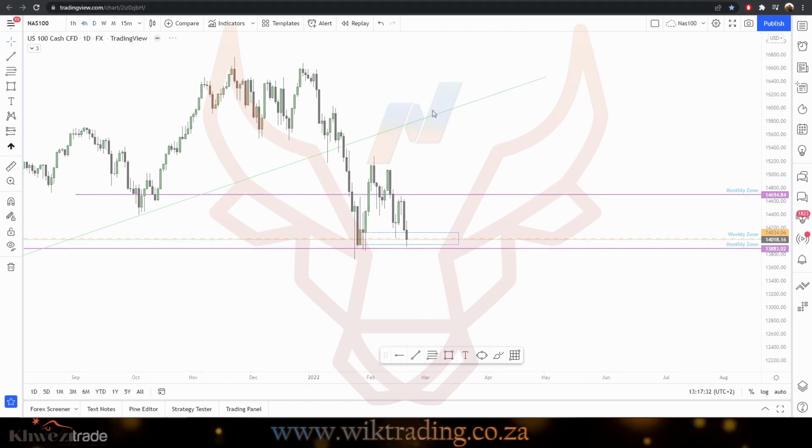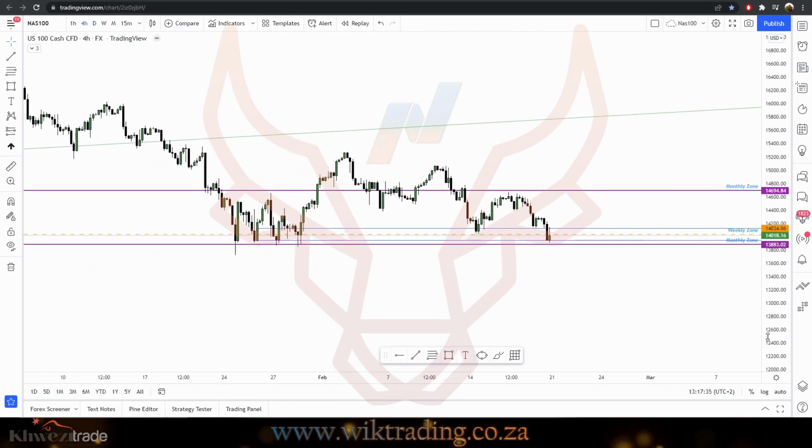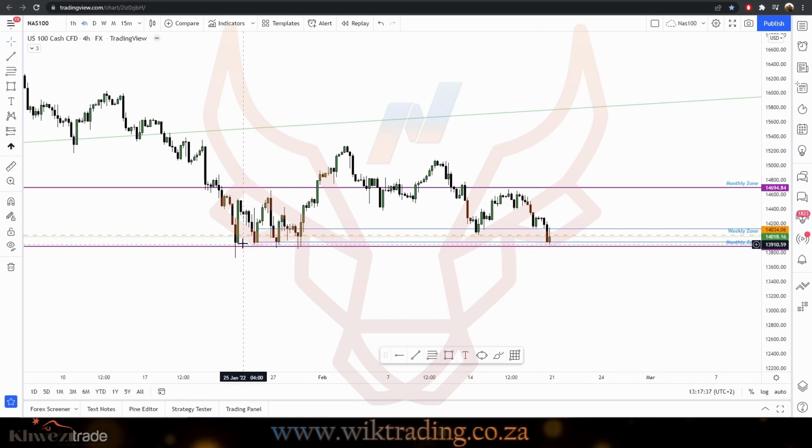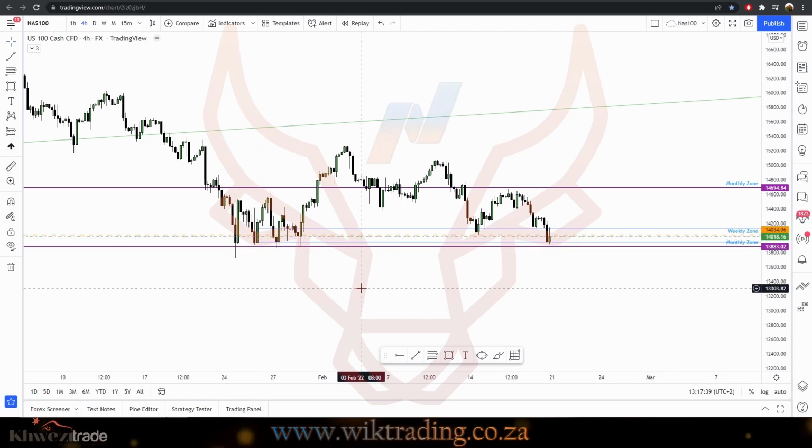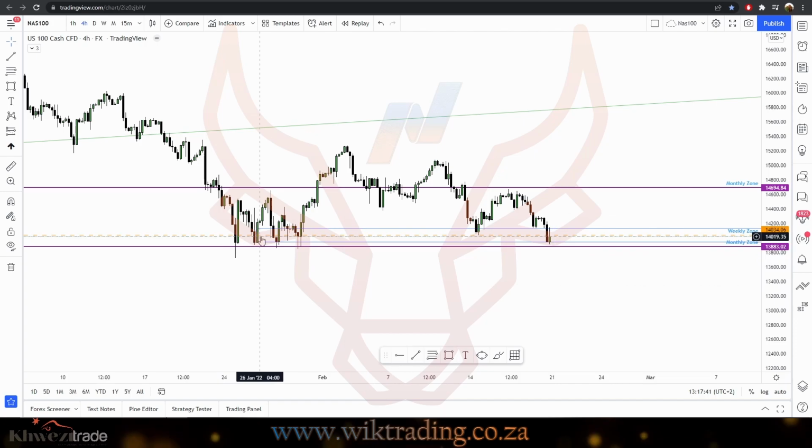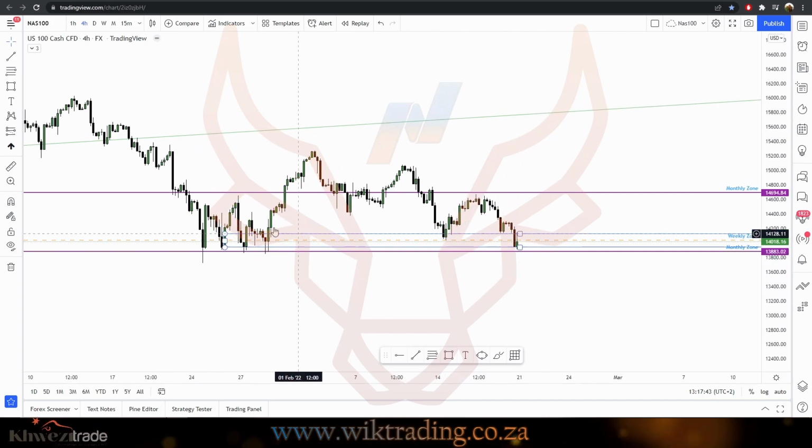And if we go down to the 4-hour time frame, we can clearly see the amounts of support that we got here. 1, 2, 3, 4 bullish engulfing candles formed at this specific area here.